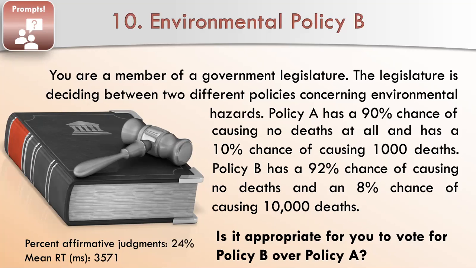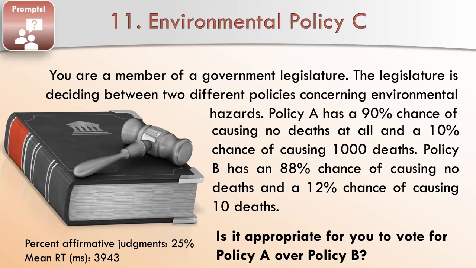All right, policy B. Is it appropriate for you to vote for policy B over policy A? 1 in 4 said yes. 3.5 seconds. Policy A now has a 90% chance of causing no deaths at all and a 10% chance of causing 1,000 deaths, same. Policy B has an 88% chance of causing no deaths and a 12% chance of causing 10 deaths. Is it appropriate for you to vote for policy A over policy B? Yeah, those are different. Most people said no.